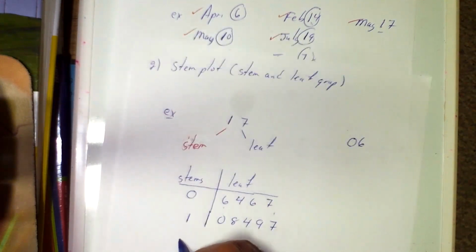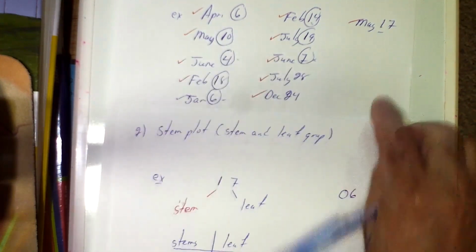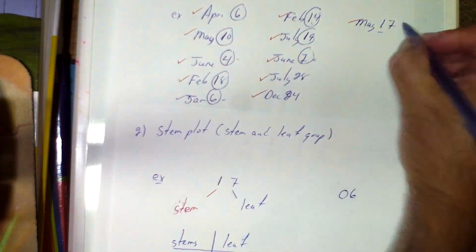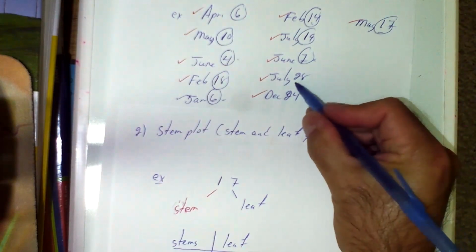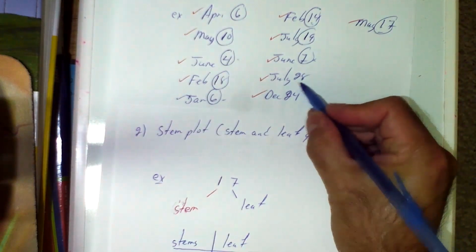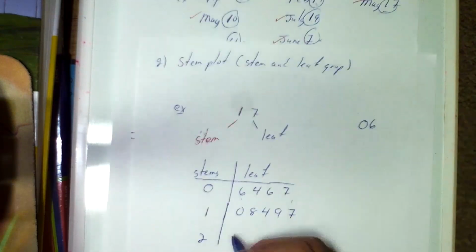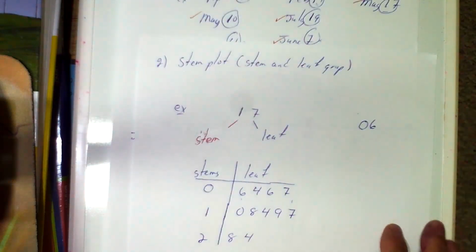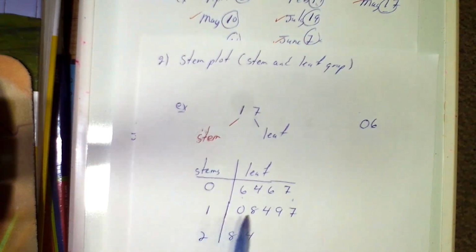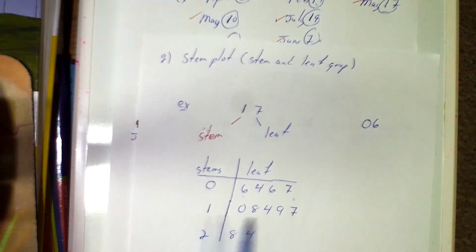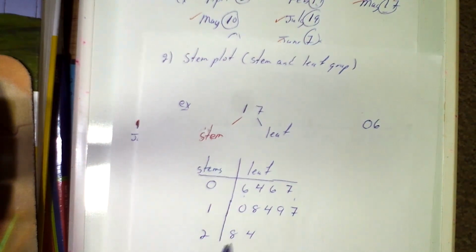Right. And now I have to take care of all the data values that have a 2 in the tens place. Well, apparently I have 2 numbers that have a 2 in the tens place. So I have the 8 and the 4. So I'm going to put an 8 and a 4. If you want to read them back and verify, I should have single digit 6, 4, 6, 7. I have a 10, an 18, a 14, a 19, and a 17. I have a 28 and a 24.